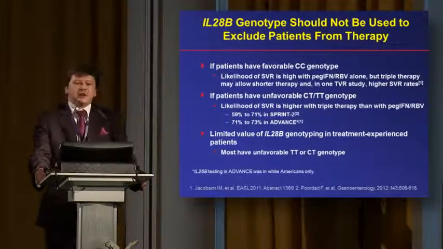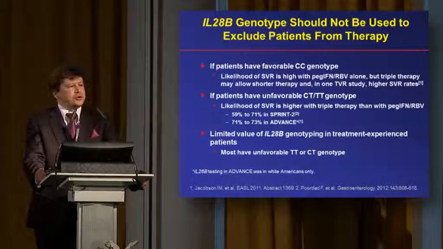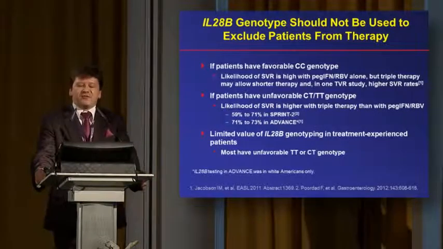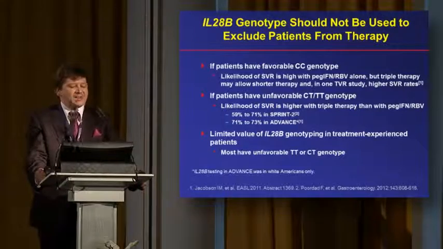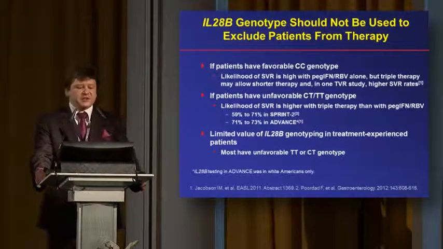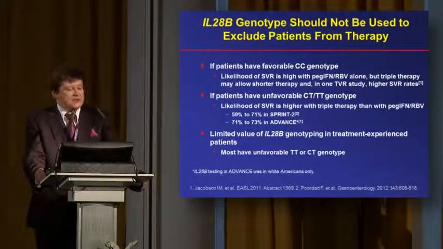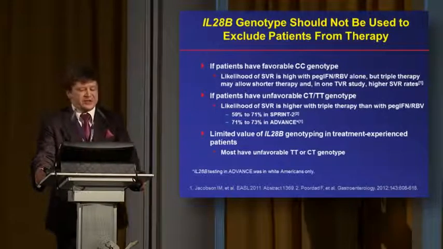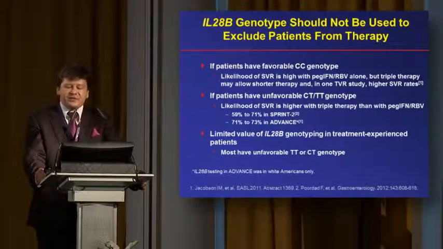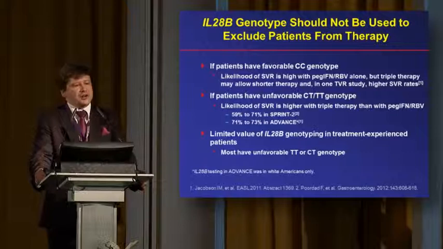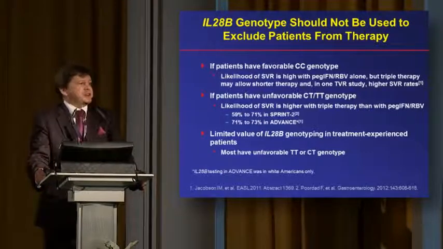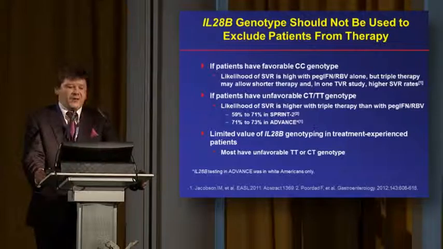That's why interleukin-28B genotype should not be used to exclude patients from therapy, especially in treatment-naive patients. If patients have the favorable CC genotype, likelihood of SVR is high with PEG and RBV alone, but triple therapy may allow shorter therapy, and in one telaprevir study, high SVR rates. If patients have an unfavorable genotype, likelihood of SVR is higher with triple therapy than dual therapy. And there is limited value of interleukin-28B in treatment-experienced patients because most of them have an unfavorable genotype.